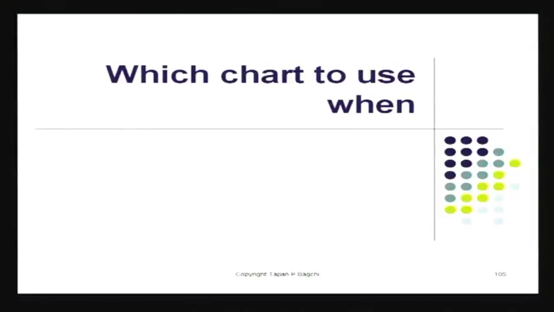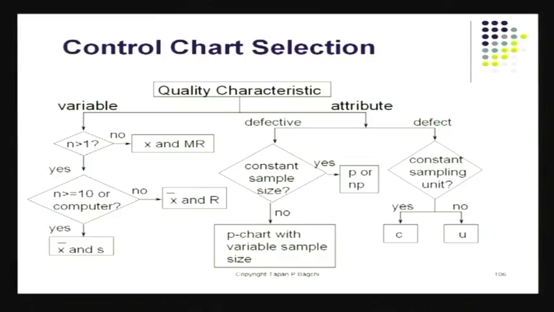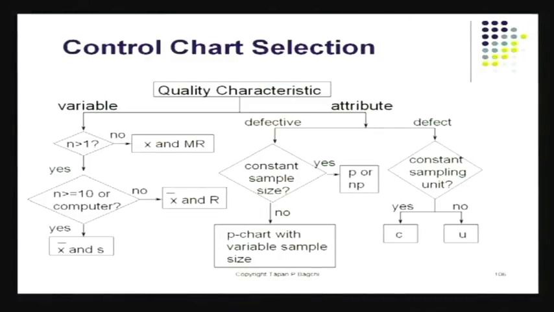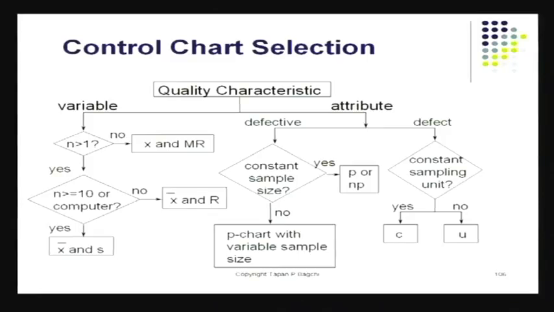Which chart to use when? That's also a question. How do I do that? I start with the quality characteristic. What is it that I'm concerned about? Is it a variable characteristic, like dimensions, that I can measure on a scale? That will be one class of quality characteristic. The other is good or bad. So the caps fit or they don't fit, good or bad. The assembly is okay or the assembly is not okay. So that will be an attribute.